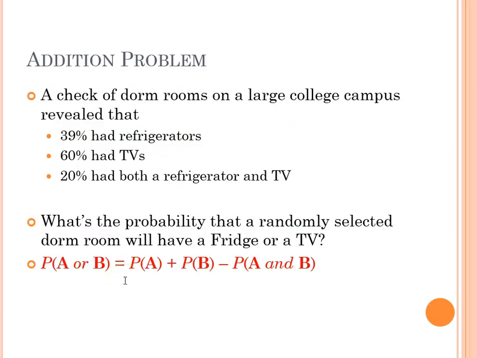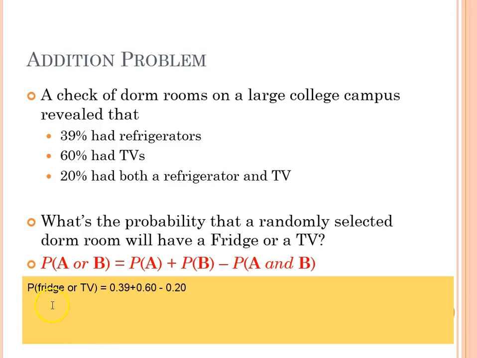So let me show you quickly what I mean. Here's a survey of students and what appliances they have in their college dorm rooms. They could have TVs or refrigerators, or they could have both. So having a refrigerator and having a TV are non-disjoint events because students have both of those in their dorm rooms, or just one. And so if we wanted to find out the probability that a randomly selected dorm room will have a fridge or a TV, we would use the general addition rule.